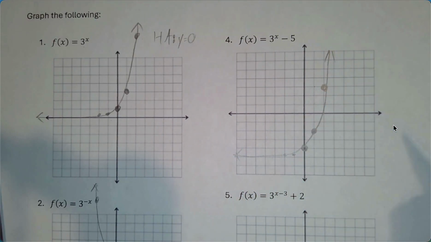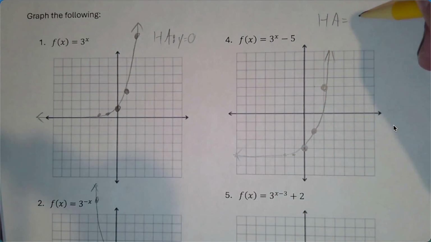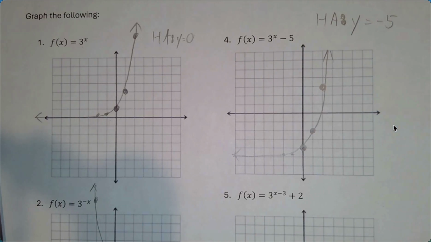Okay, so the call out I want to make here is that now you have a new horizontal asymptote, and that new horizontal asymptote is y equals -5, because that was the k value that moved this graph up or down.